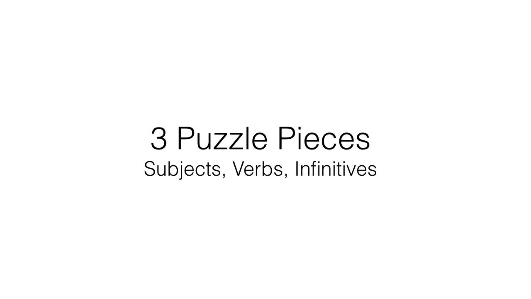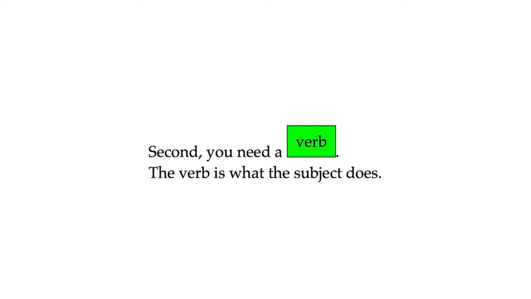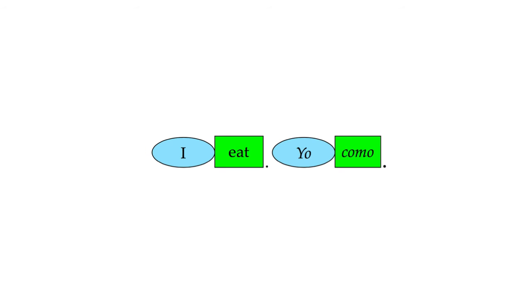We're going to talk about three grammar pieces you need to understand in Spanish: subjects, verbs, and infinitives. In order to build a sentence, first you need a subject. Often, but not always, the subject is a person. Second, you need a verb. The verb is what the subject does.